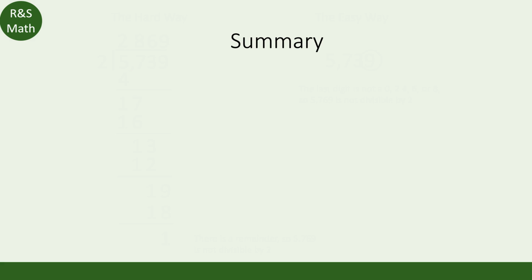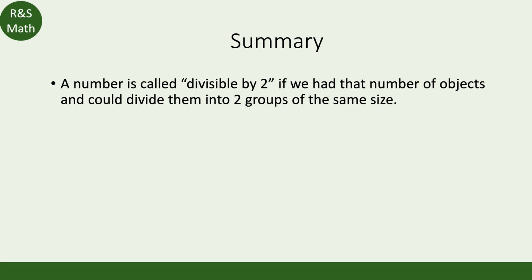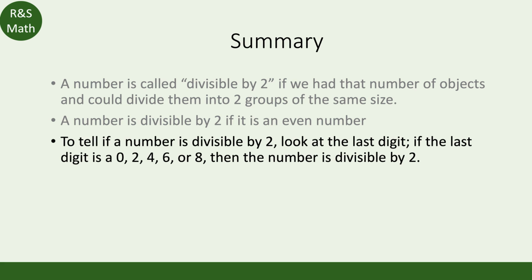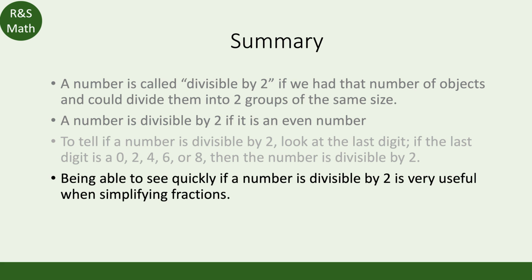Let's summarize what we have learned in this video. A number is divisible by 2 if we had that number of objects and could divide them into two groups of the same size. A number is divisible by 2 if it is even. To tell if a number is divisible by 2, look at the last digit. If the last digit is a 0, 2, 4, 6, or 8, then the number is divisible by 2. One time when it is very useful to know whether a number is divisible by 2 is when simplifying fractions.